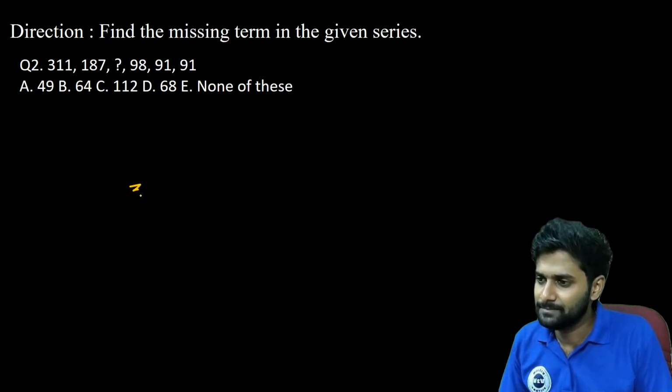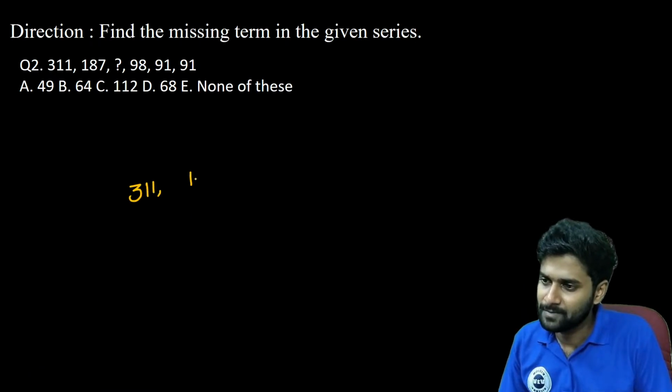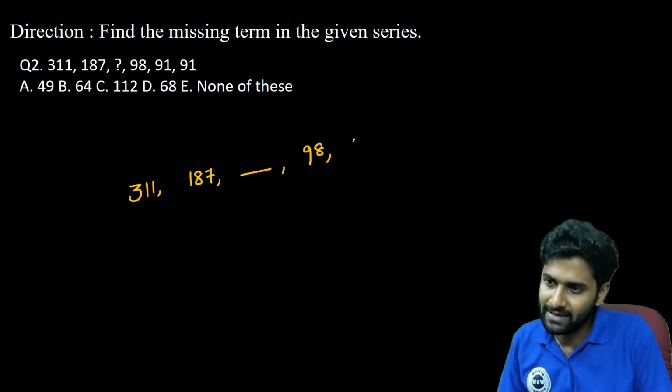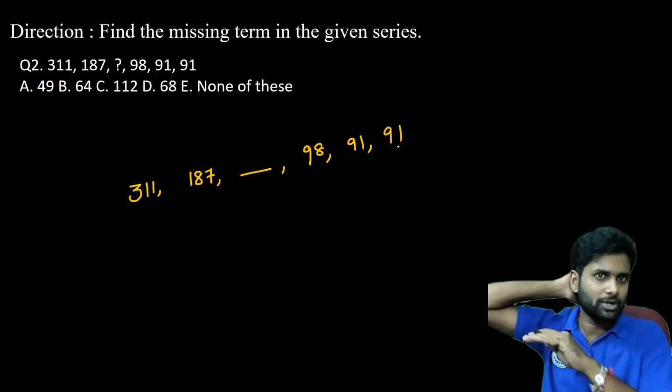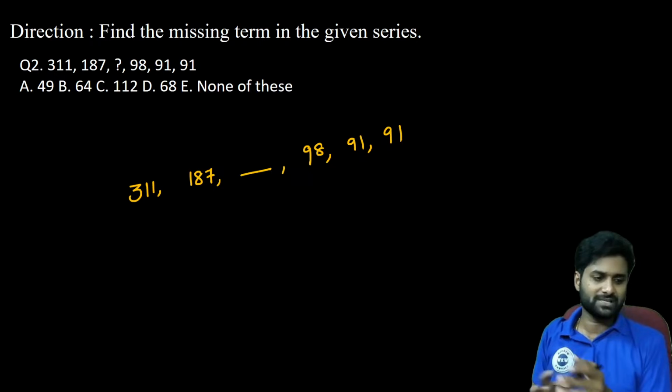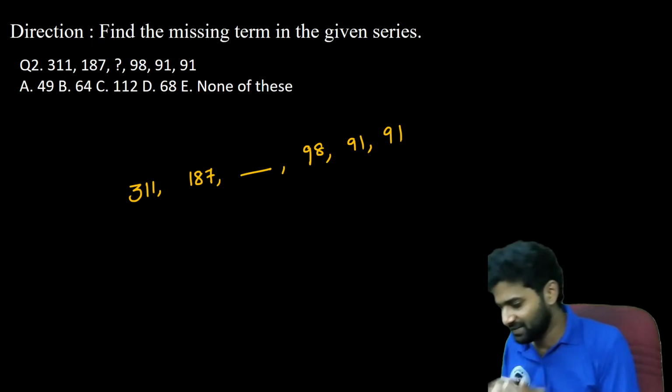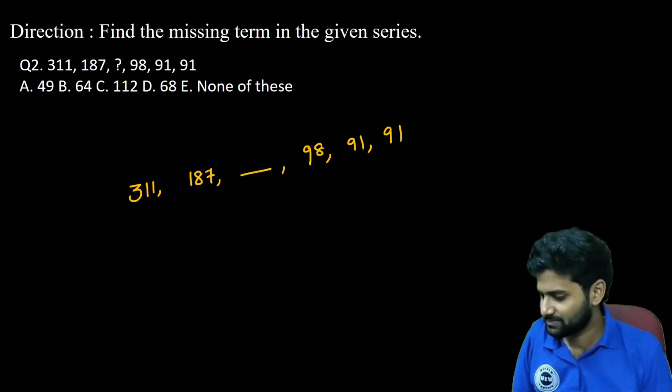See the next numbers here: 311, then a missing number, 187, and what is the next number? Then 98, 91 and 91. Guys, again see, it is decreasing in order and each and every number is nearer to the other number. Simply find the differences and identify the logic.